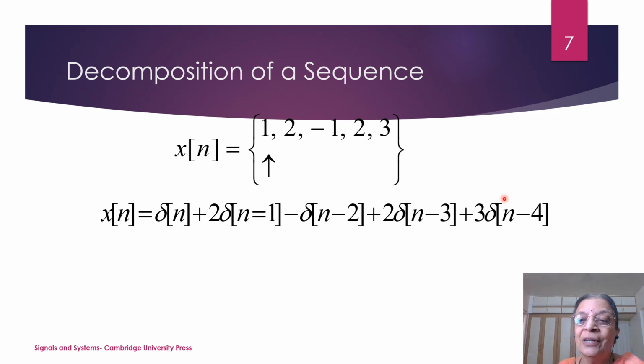So if I know the response to the delta function, that is the impulse response, I can calculate the response to any input x[n] by decomposing it into scaled and translated delta functions.